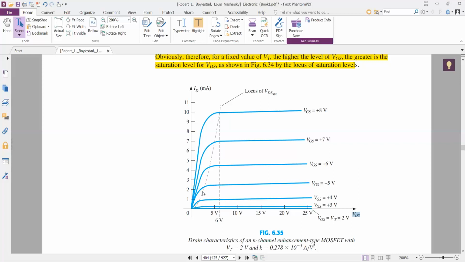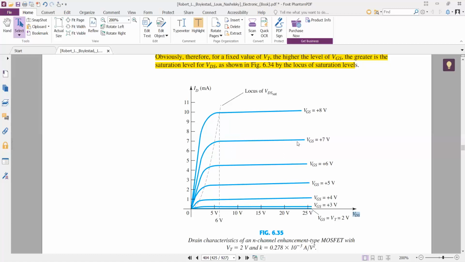This dotted line shows the value of the saturation currents, and if we draw the perpendicular from all these points to the x-axis, we get the value of the saturation voltage of VDS.